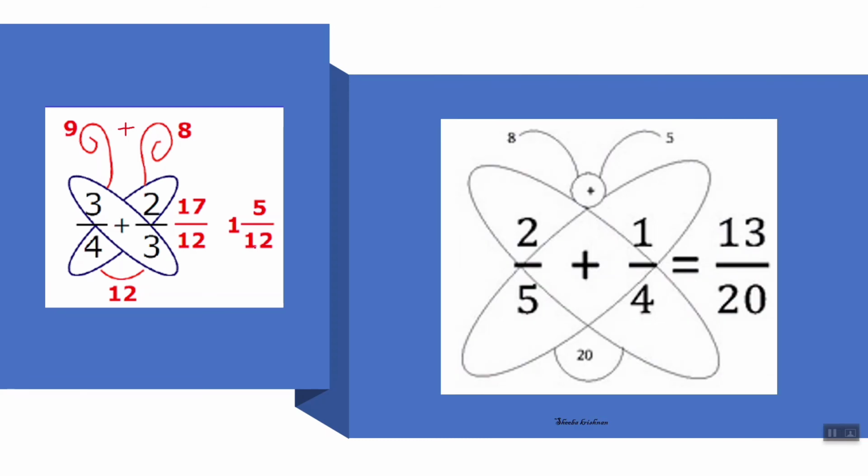Let us take one more example. Here we have 2 by 5 plus 1 by 4. So we will multiply 2 and 4. 2 times 4 is 8. Then we multiply 5 and 1. 5 times 1 is 5. Then we will multiply the denominators 5 and 4. 5 times 4 is 20. That means 8 plus 5, we will add the numerators 8 and 5. 8 plus 5 is 13. So 13 by 20.